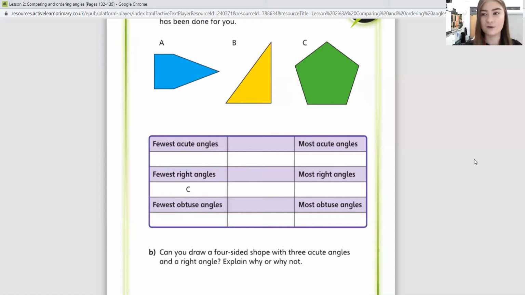Okay, so hopefully you've had a go, and hopefully your page looks very explorative because you have drawn lots and lots of shapes trying to make this work, and you will have found that you cannot make a 4-sided shape with 3 acute angles and 1 right angle, because a 4-sided shape with a right angle needs to have another right angle as well, usually quite opposite. You need to have, well, not necessarily actually, you need to have 2 right angles as the minimum. You cannot have 1.